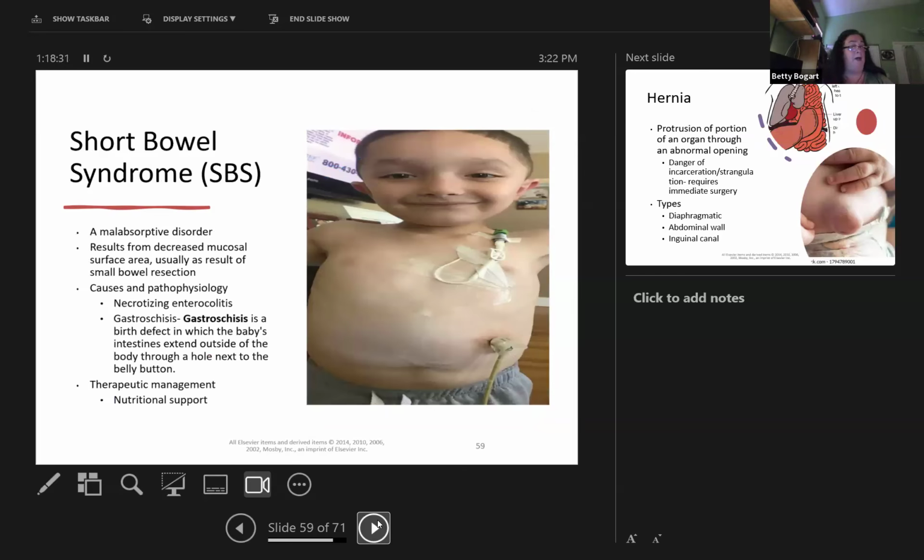Now, short bowel syndrome. This is when a piece of the intestines has to be removed and you're left with a very short piece. I'll tell you a story. I had a little girl, she was a triplet, and she was a cardiac child. And she came in for her second stage from a hypoplastic left heart syndrome.